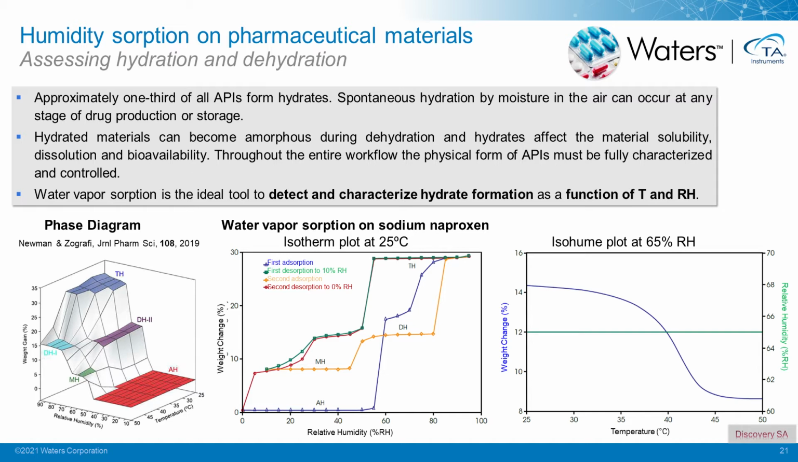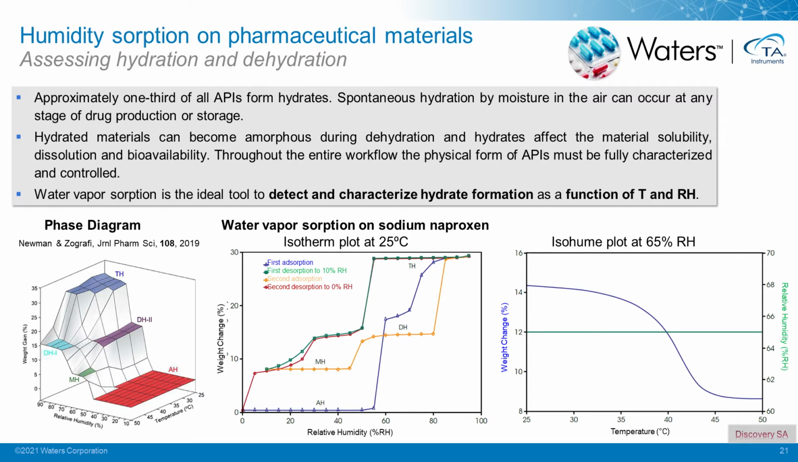So in this case here, in the middle graph at the bottom, we show again a stepped humidity experiment up to about 90% RH. There is adsorption, desorption. There's 2 of those, and we find out that this material has 3 different hydrate formations. So it starts out anhydrous. It forms a dihydrate right around 55% relative humidity.